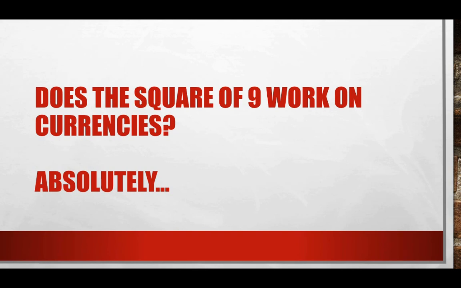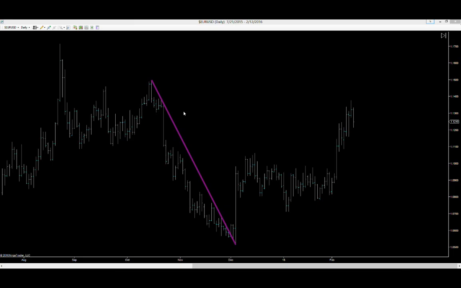And I get this question a lot, does Gann or the square of 9 or whatever work on currencies? Absolutely. Absolutely. And let's take a look at not a live, but an example of that now. Here we are with Euro US dollar. This is a good high, and this is a good low.